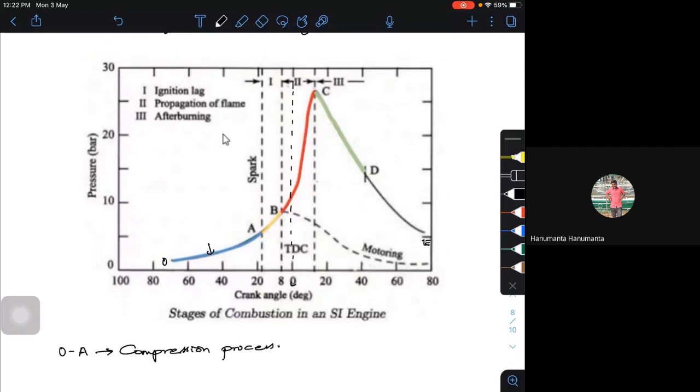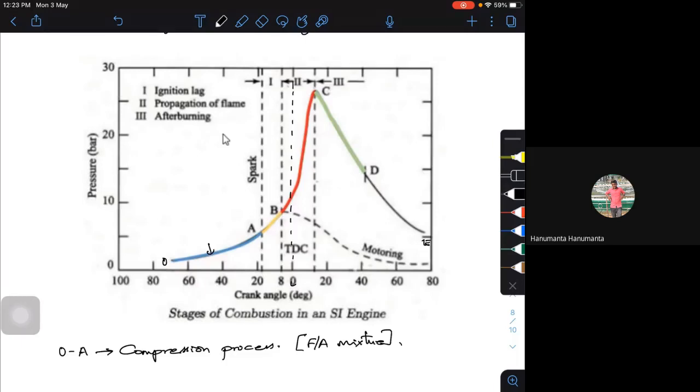I should ignite the fuel once the fuel air mixture is compressed. So the compression process is of the fuel air mixture. The fuel air mixture should get completely compressed at point A. It is compressed. Now I should ignite the fuel air mixture at point A, and it should start burning.